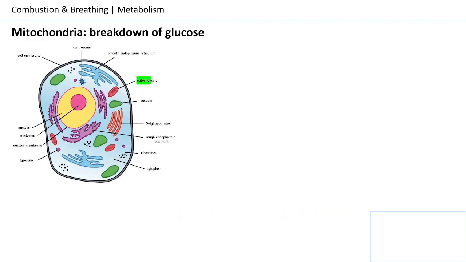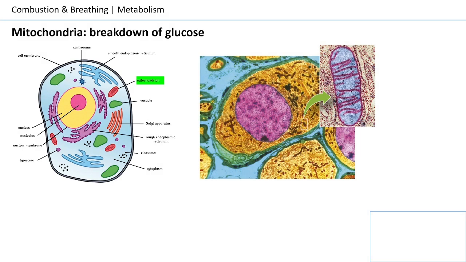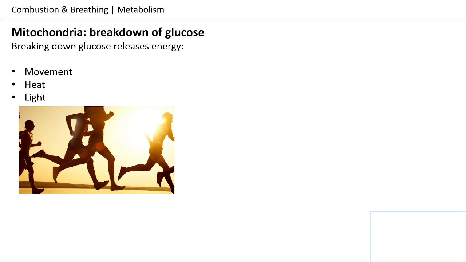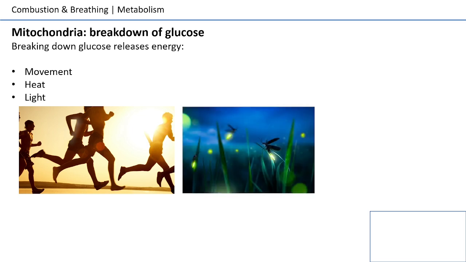And it's not just plant cells that have mitochondria. All organisms do. That means animal cells too. So just like plants, we humans also need glucose for energy. And so breaking down glucose releases energy, and this energy can be used for movement, heat, or light. And when we break down glucose in our mitochondria, we can run, stay warm, and keep active. And some organisms, like fireflies, can even convert glucose into light.